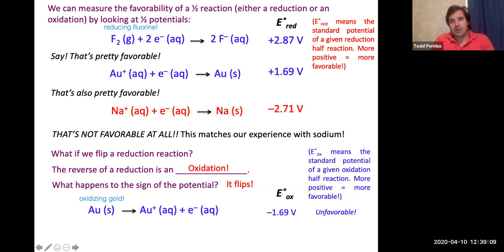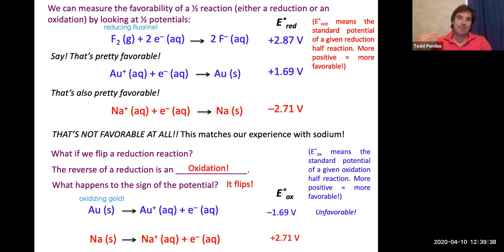This E standard oxidation means the standard potential of a given oxidation reaction. It tells us how favorable it is to pull an electron away from something. And just like with reduction potential, more positive voltage means more favorable. So if we flip around the sodium reaction, we get sodium solid turns into Na+ and e-, and that has a positive 2.71 volts, which is very, very favorable. Which gives us a good opportunity to play a short clip that we did.